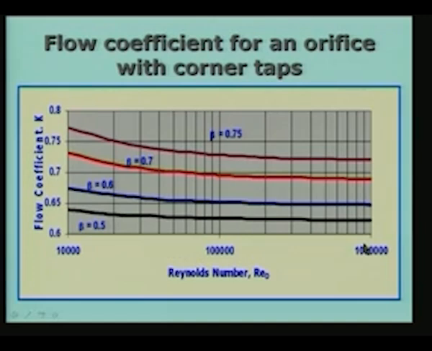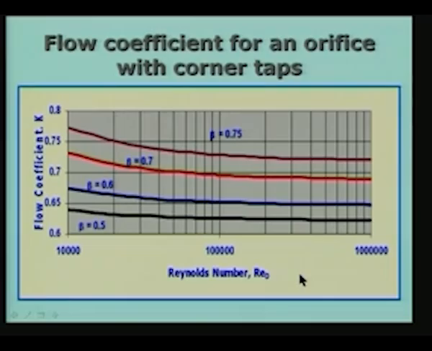In fact, what I have done is I have plotted the flow coefficient for an orifice with corner taps. Corner taps means L1 equal to L2 equal to 0. So, what I have here is the flow coefficient. If you remember, flow coefficient is nothing but the product of the coefficient of discharge and the velocity of approach factor. All I have done is I have taken the Stolz equation, evaluated the CD, multiplied by the K value and plotted it, for different values of beta, beta equal to 0.5, 0.6, 0.7 and 0.75, and with different values for the Reynolds number.